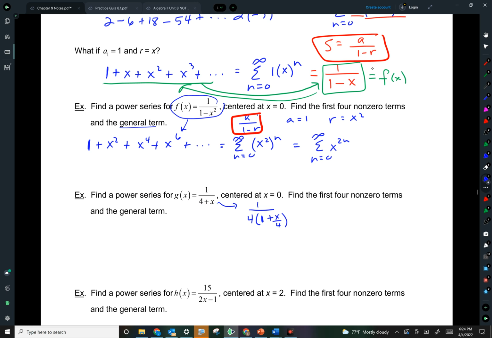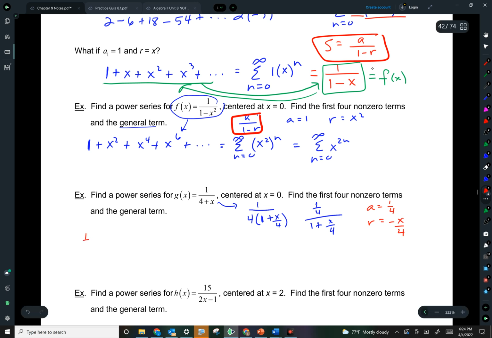Yeah, you would. So now you're like, okay, well, I have this number out in front of my 1 minus r. Well, think of that 4 as being in the numerator, so it would be like a 1/4 over 1 plus x over 4. Sorry about that, x over 4. So now it fits the pattern. My a is 1/4, and my r is negative x over 4, because remember we want 1 minus. So I'm going to think of it as 1 minus negative x over 4. And so I can write my series.